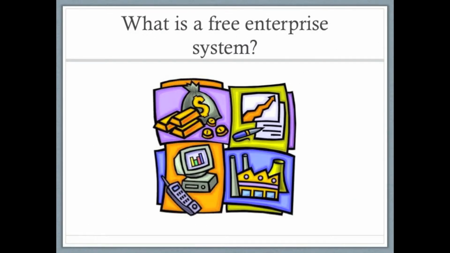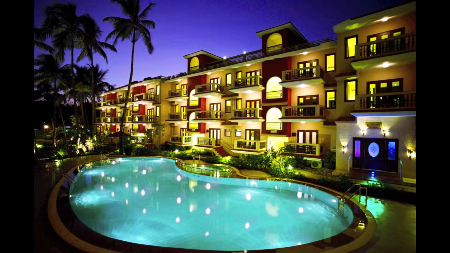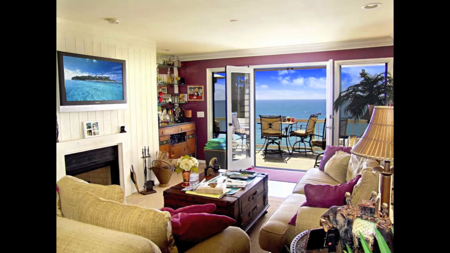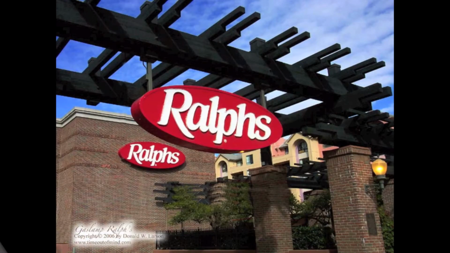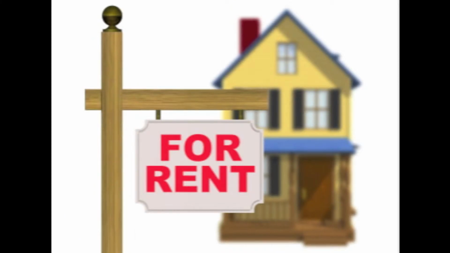What is a free enterprise system? A free enterprise system is an economic system characterized by private ownership of property and private ownership of productive resources. These are both key factors of stimulation in a free enterprise system. Private ownership of property includes ownership of hotels, houses, and condos. Ownership of productive resources includes owning stores, factories, or rental property.